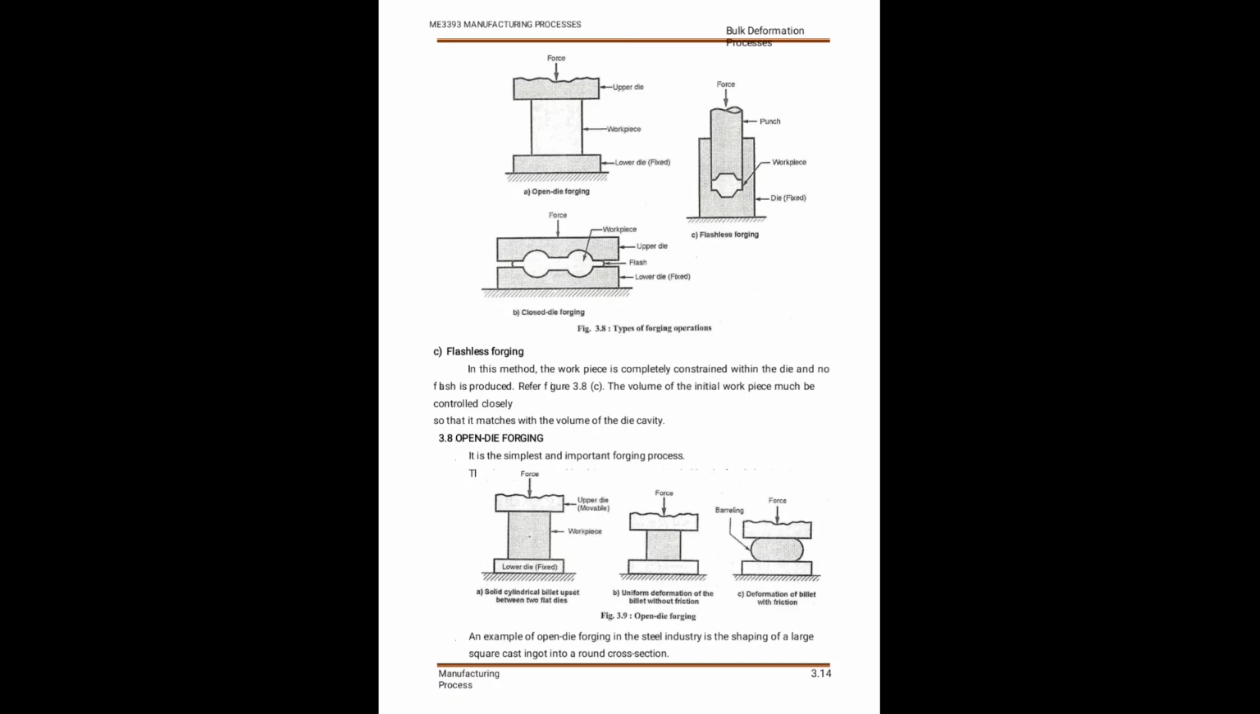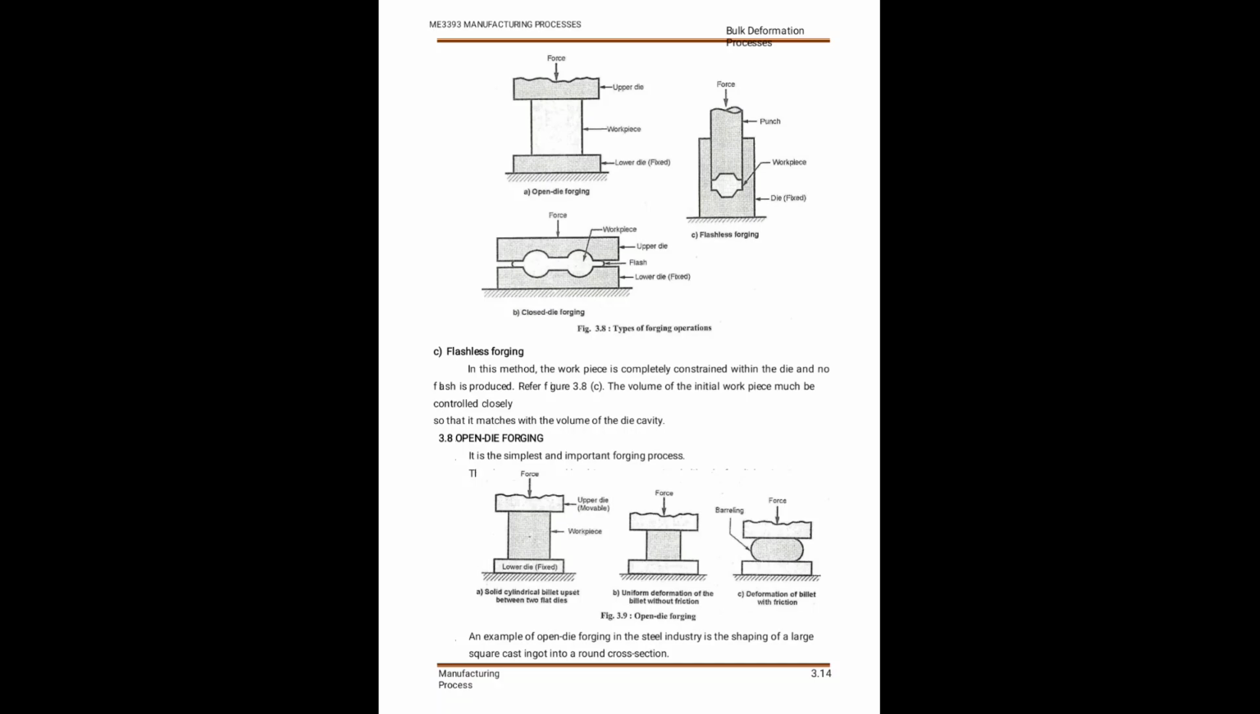In open die forging, two flat dies are used, a lower and an upper die. The lower die is fixed and the upper die is movable. The moving die applies either hydraulic force, gradually increasing, or a mechanical load. The workpiece is placed between the lower and upper die, and the upper die applies the force in sudden blows. It will reduce the cross section of the workpiece.